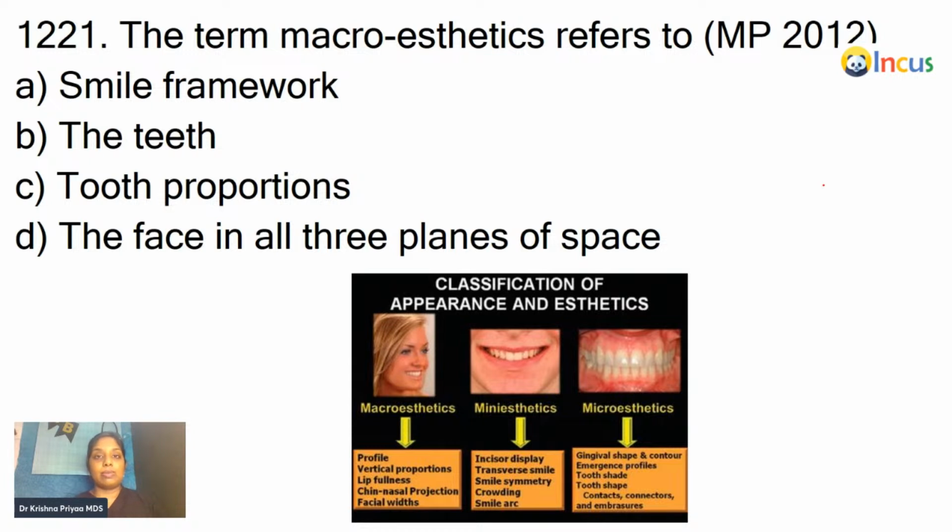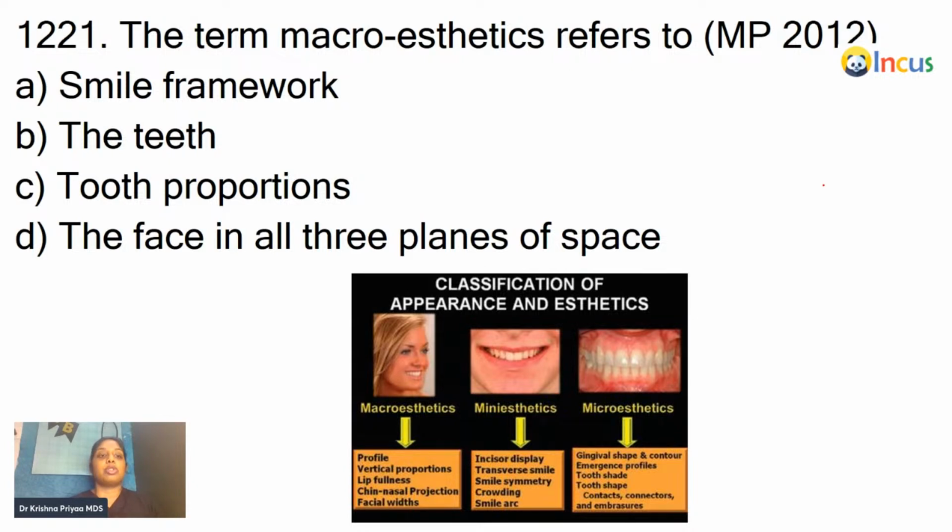What does mini aesthetics stand for? So mini aesthetics is the incisor display, transverse smile, smile asymmetry, crowding, and smile arc. So mini aesthetics is something which focuses more on the lower part of the face. Okay. And what is micro aesthetics? Micro aesthetics is something which focuses even more keenly on the tooth. For example, the gingival shape, margins, emergent profile, tooth shape, and also tight contacts and embrasures. So we are just focusing from outside to inside: macro aesthetics, mini aesthetics, and micro aesthetics. So you have to understand this to answer a lot of questions under the same genre.